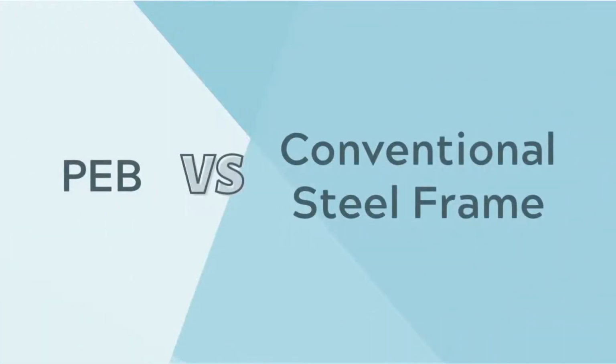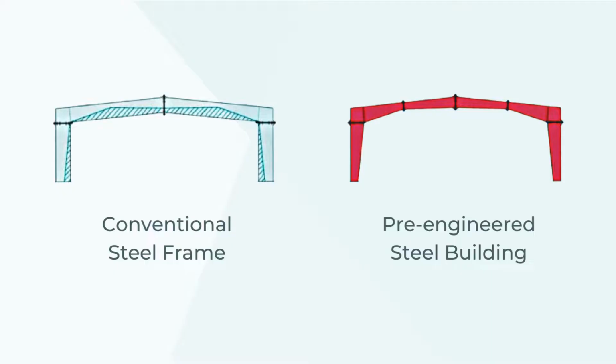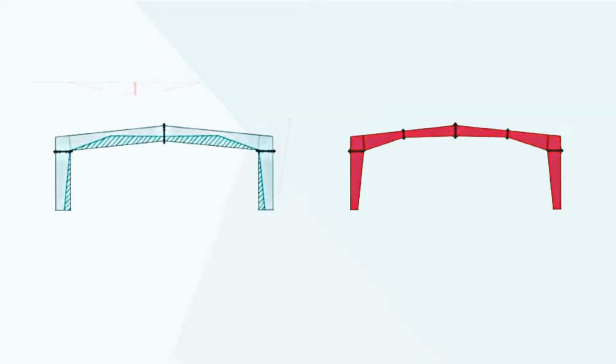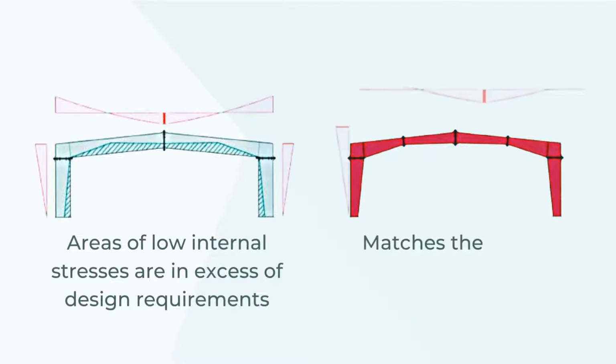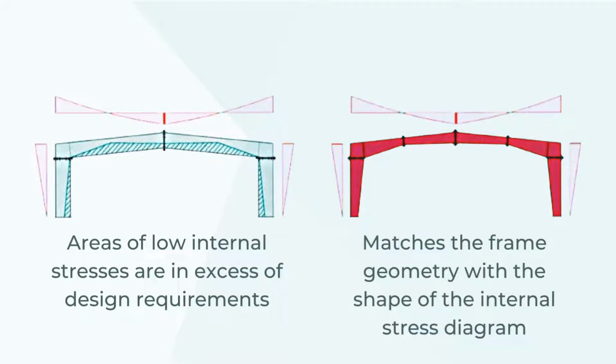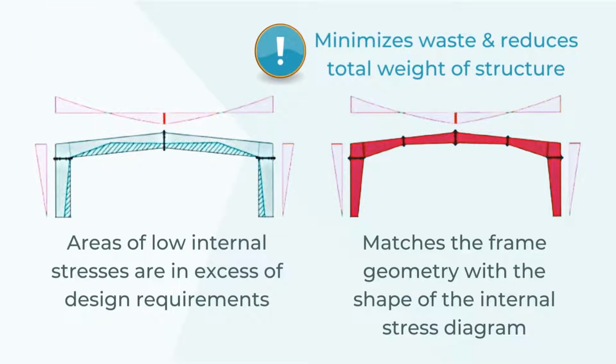PEB versus conventional steel frame design. In conventional steel buildings, standard-sized hot-rolled sections are used for beams and columns. That means each part of the member has a constant depth, so areas of low internal stresses are in excess of design requirements. On the other hand, PEB frames are cut from an extensive inventory of standard plates to match the frame geometry with the shape of the internal stress diagram. This minimizes material waste and reduces the total weight of the structure.